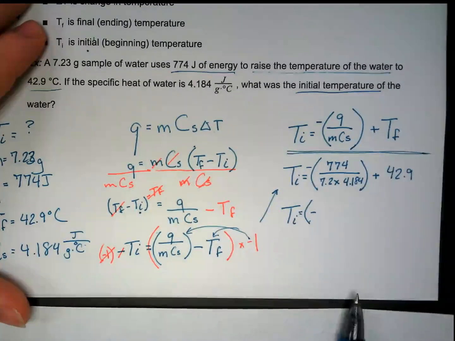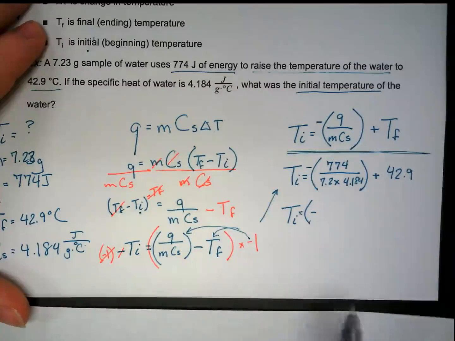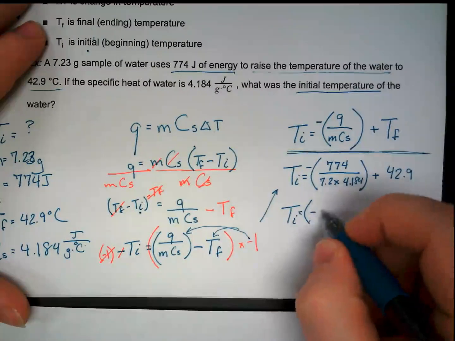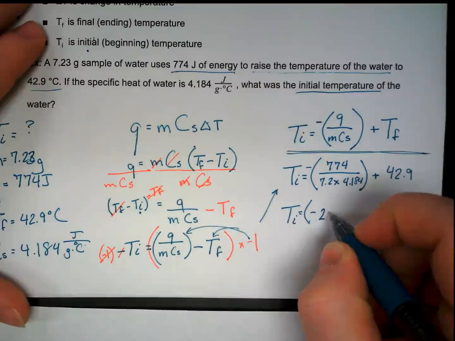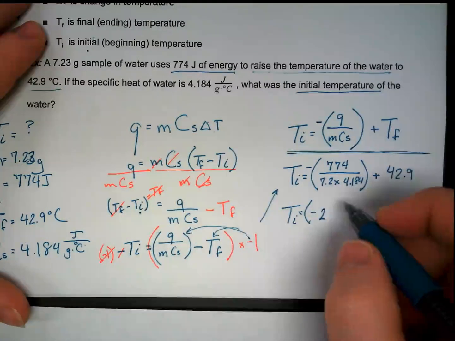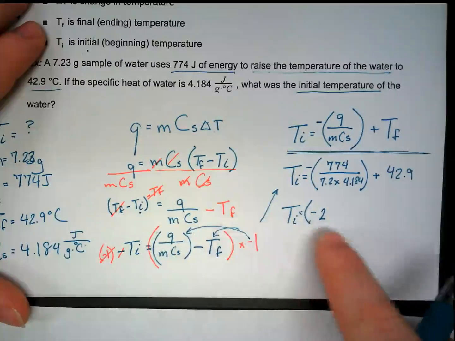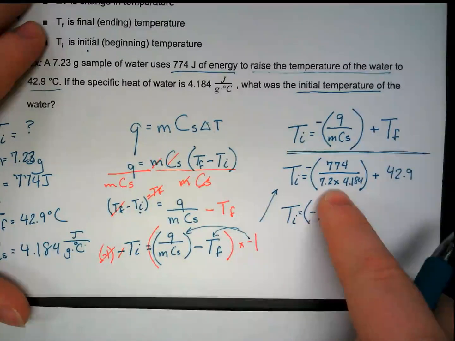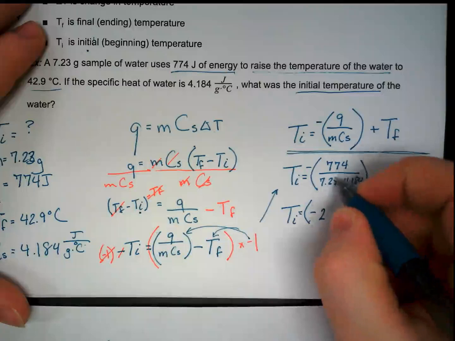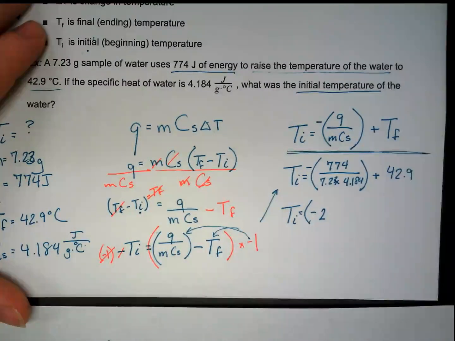And so let's see, we should get, so 774 divided by 7.2 times 4.184. So just keeping the sig figs in here, let's see. Hold up, wait a minute. Ah, I forgot the 3. Shoot. Okay, let me try that again. 774 divided by 7.23 times 4.184. There we go.